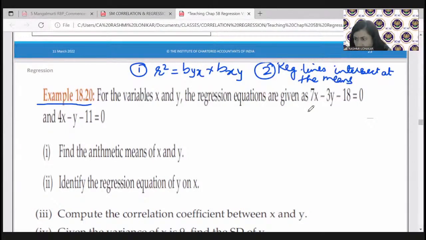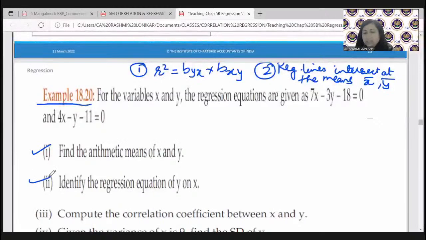Okay, very important thing. Regression lines intersect at the means. So when I solve these two simultaneous equations, you will be able to find the value of x and the value of y. That is given by x bar, y bar. So first thing is find the arithmetic mean of x and y. All you have to do is take those simultaneous equations and solve them. Whatever values of x and y you get, those are your means of x and y.